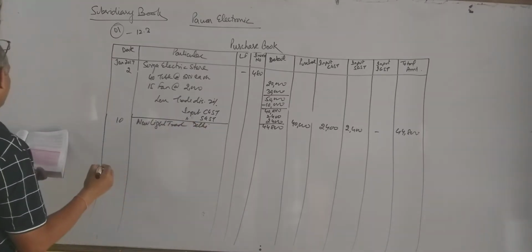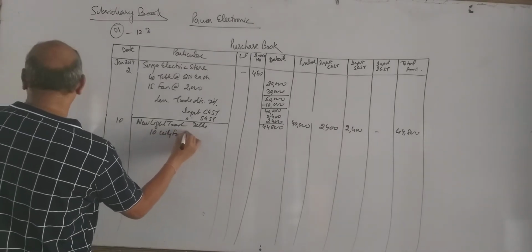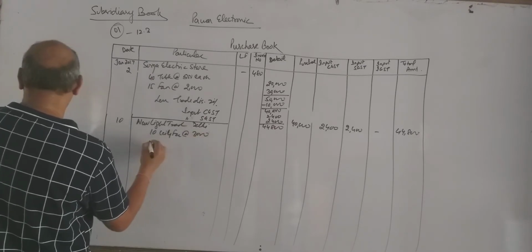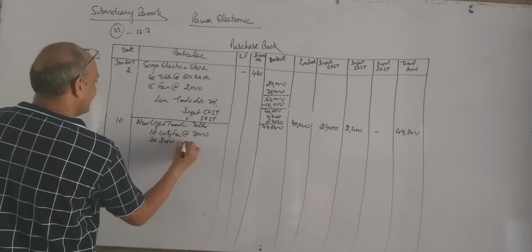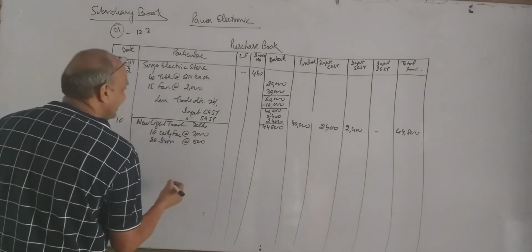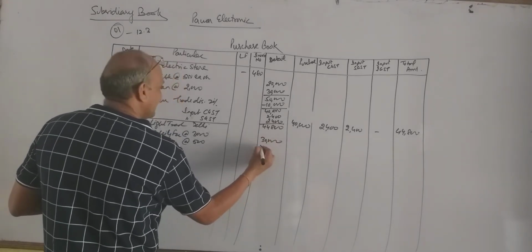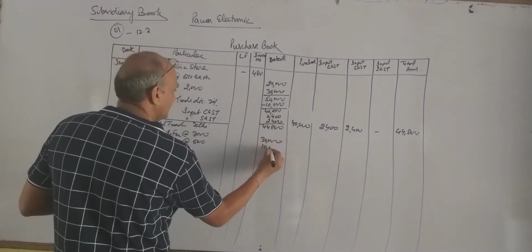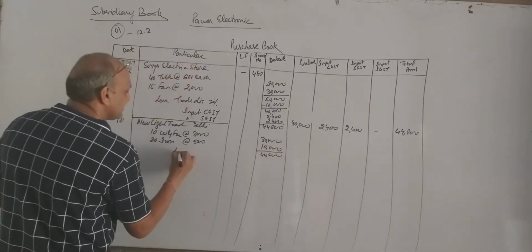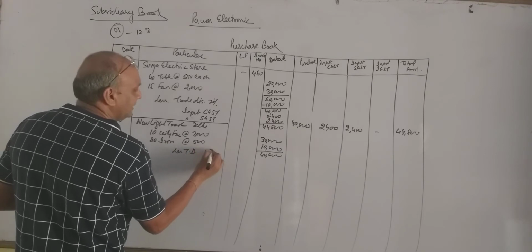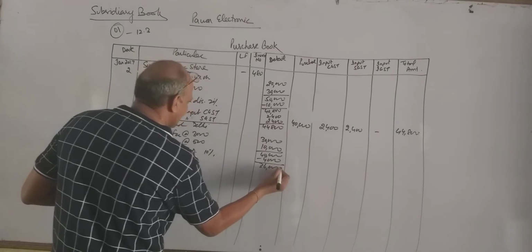And the items are 10 ceiling fans at the rate of 3,000 each, and 20 electronic irons at the rate of 500 each, with a 10% trade discount. So this becomes 30,000 and 10,000, total is 40,000, less trade discount 10%, which is 4,000.